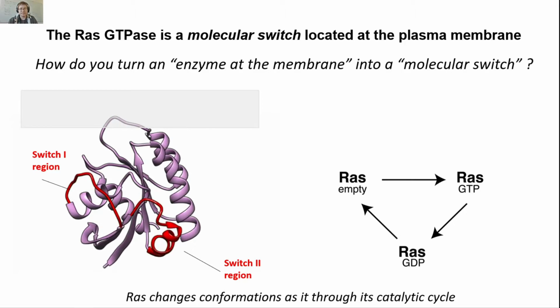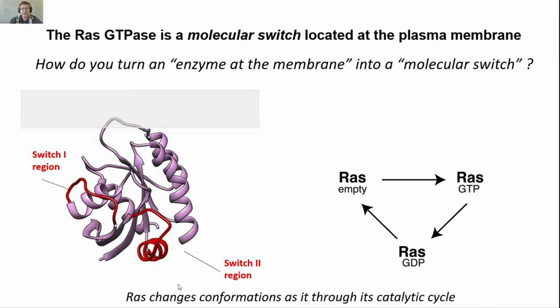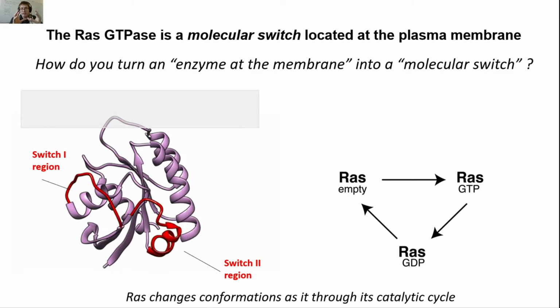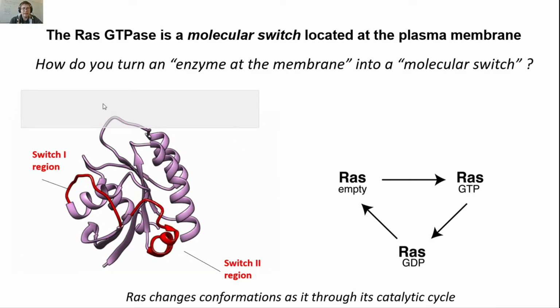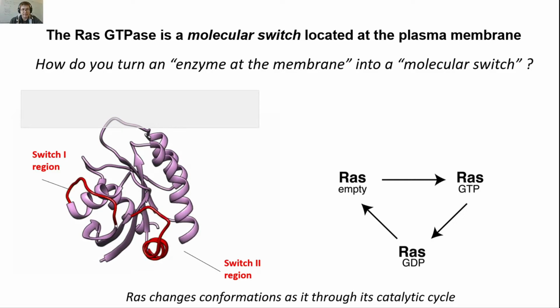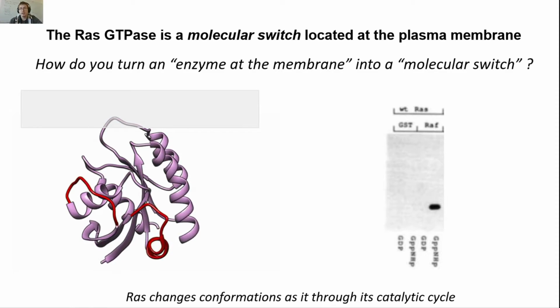Okay, so how do you turn an enzyme that's localized to the plasma membrane into a molecular switch? Like, how do you do that? Well, the first thing to realize about Ras is that Ras is actually going to change its conformation, the arrangement of the different components of its structure, as it moves through the catalytic cycle. So as Ras goes from the empty state to the GTP bound state to the GDP bound state and back, if you look at this structure here, you'll see that there are conformational changes taking place in this enzyme. Okay? And these different conformations can actually be recognized by molecules inside the cell.